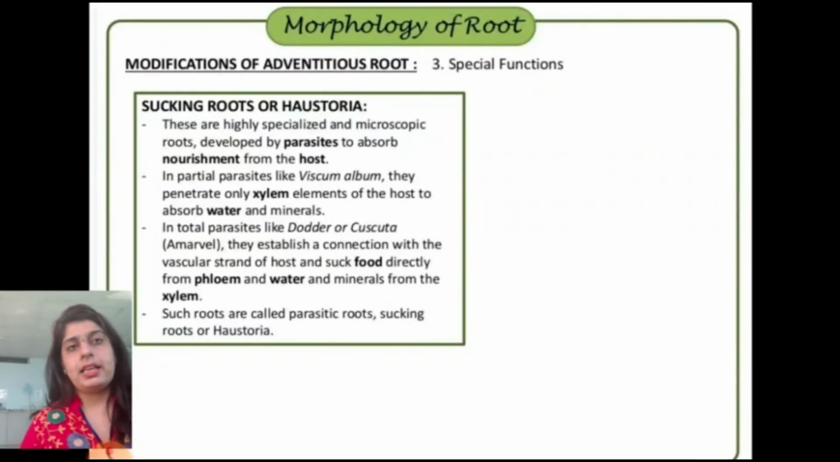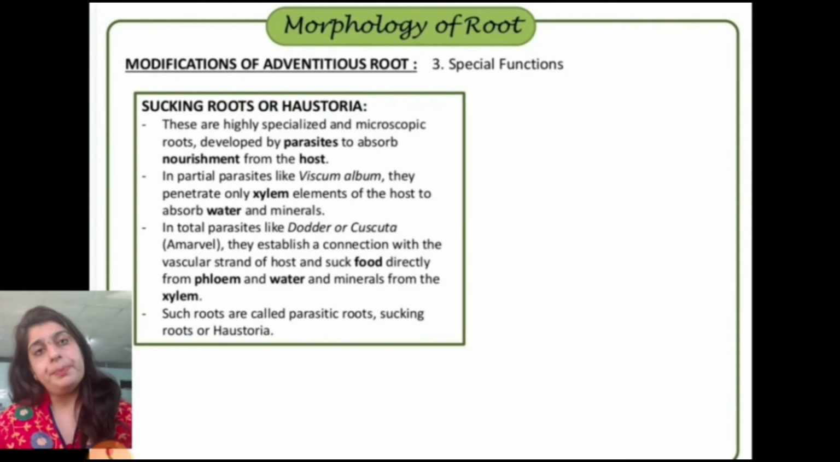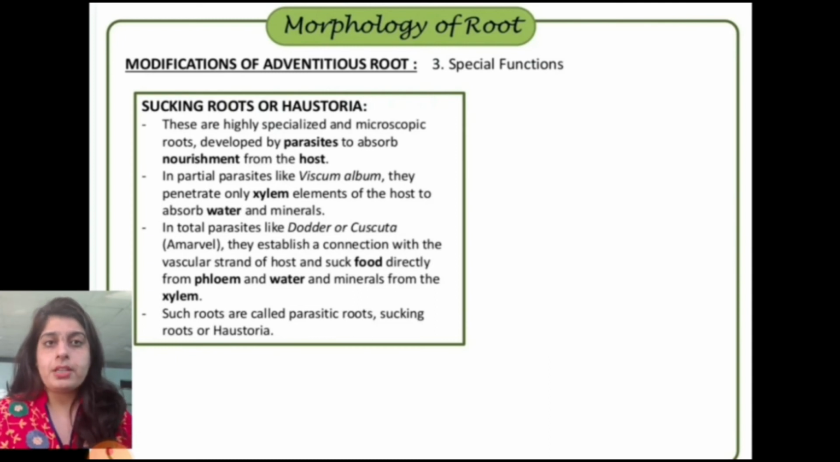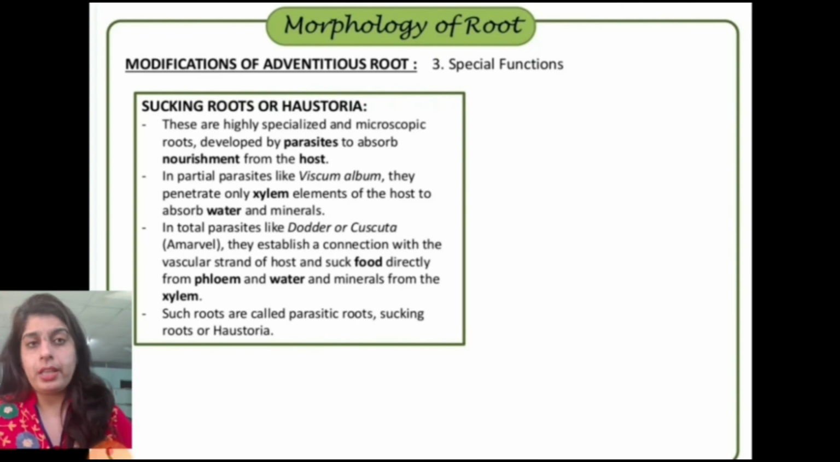The next are parasitic roots, which are also called sucking roots. They have special functions as these plants' roots develop as a parasite and they absorb all the nourishment and nutrients from the host. The example of such parasitic roots is Viscum album. These plants just attach to another plant for the nutrients, and these plants take minerals, food, water from the other plant, that is your host.